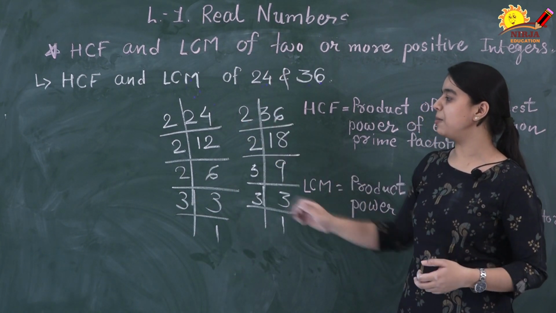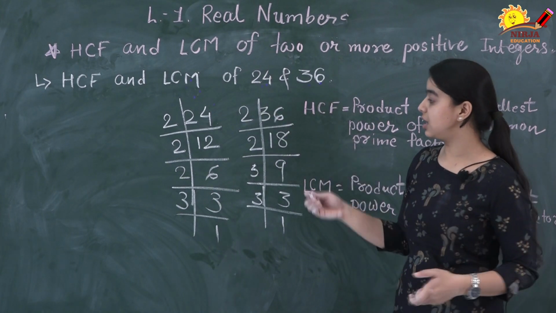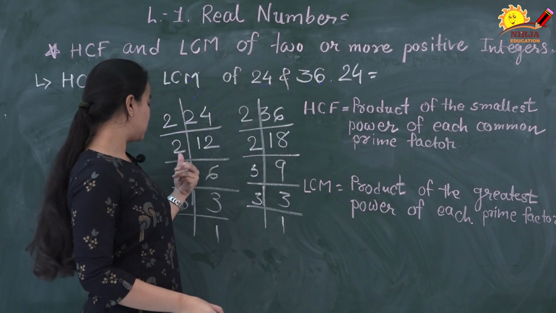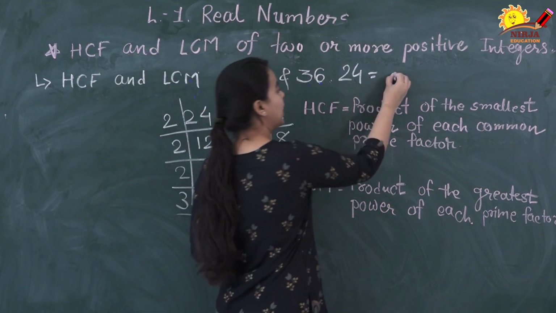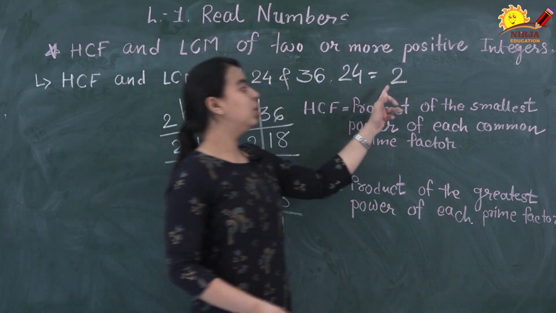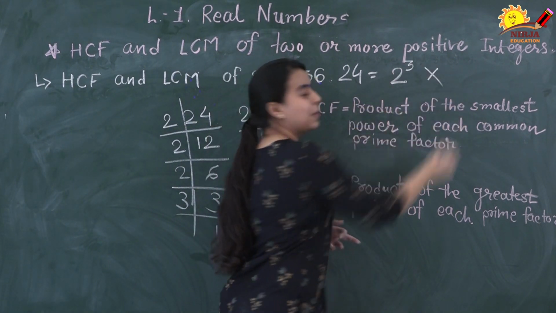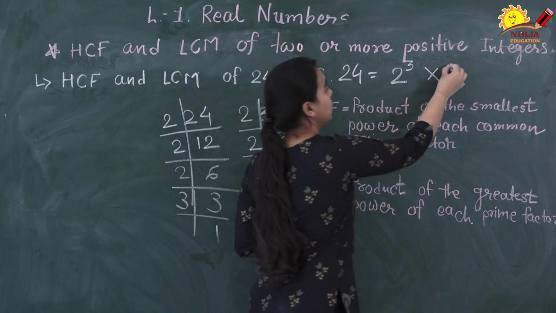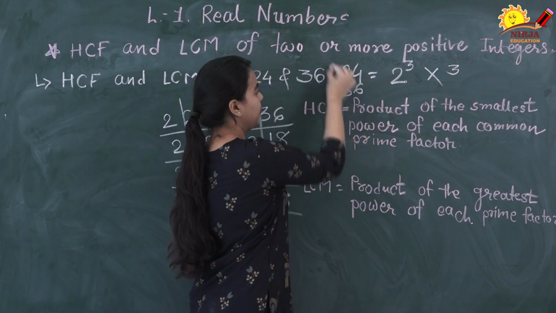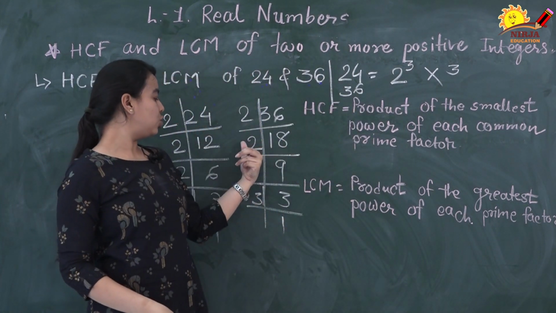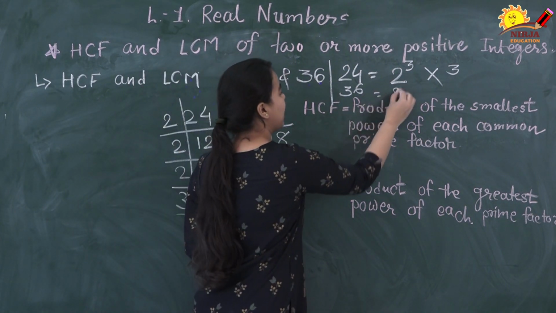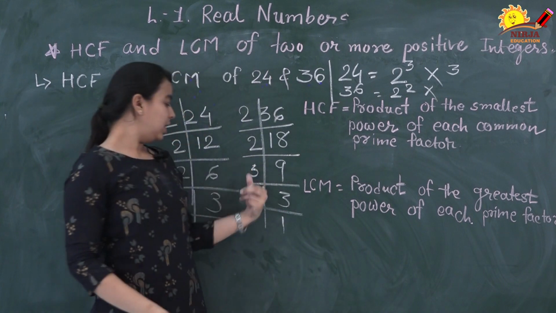Now I am going to list the prime factors of 24 and 36. So I can write 24 is equal to 2 multiplied by 2 multiplied by 2 multiplied by 3. That means 3 times 2, so we can write it as 2 to the power 3 multiplied by 3. Now next I am going to list the prime factors of 36: 2 multiplied by 2 multiplied by 3 multiplied by 3. 2 multiplied by 2 we can write as 2 to the power 2, multiplied by 3 to the power 2.